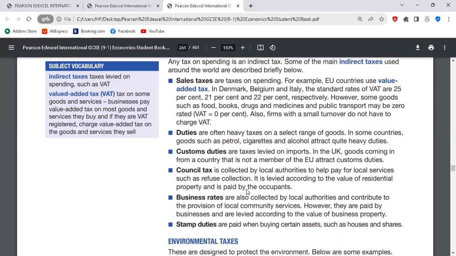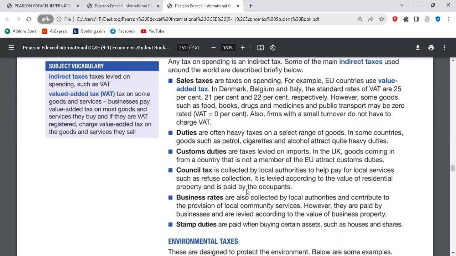Duties. Duties are often heavy taxes on a select range of goods. In some countries, goods such as petrol, cigarettes, and alcohol attract quite heavy duties. Duties are also taxes, but you pay them on certain goods selected by government. Then we have customs duties. These are taxes on imported goods.